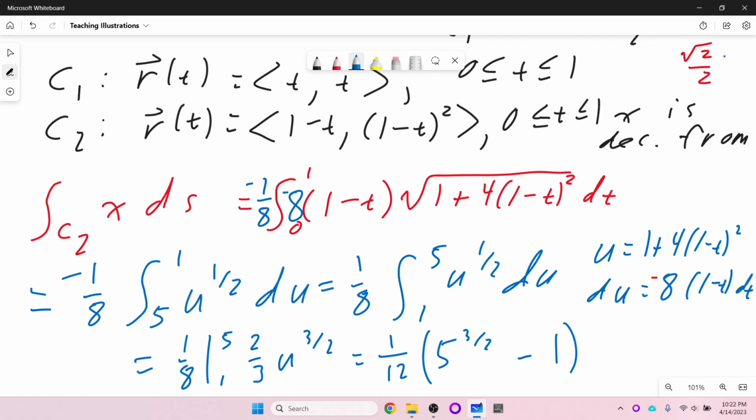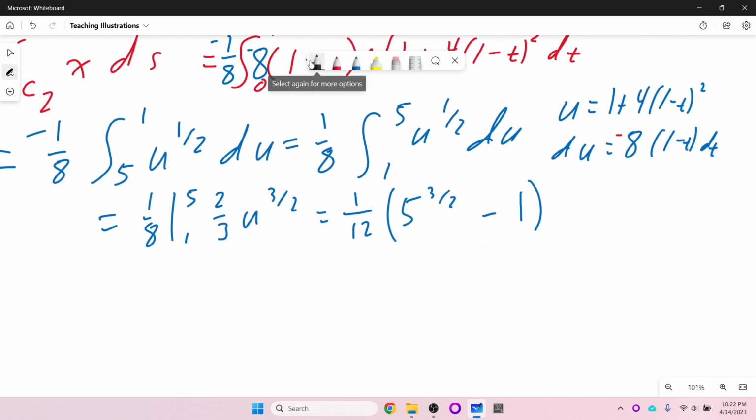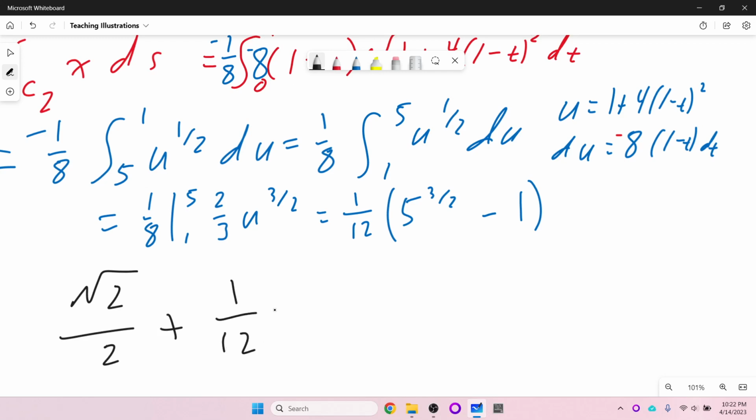So we just add these together. So the final answer would be root 2 over 2 plus 1 over 12 times (5 root 5 minus 1). And that's as simple as I think I would ask you to make it. You could combine these into a single fraction, but I don't think you need to. Well, let's keep going. I've got about 3 more examples that I'm going to go through.